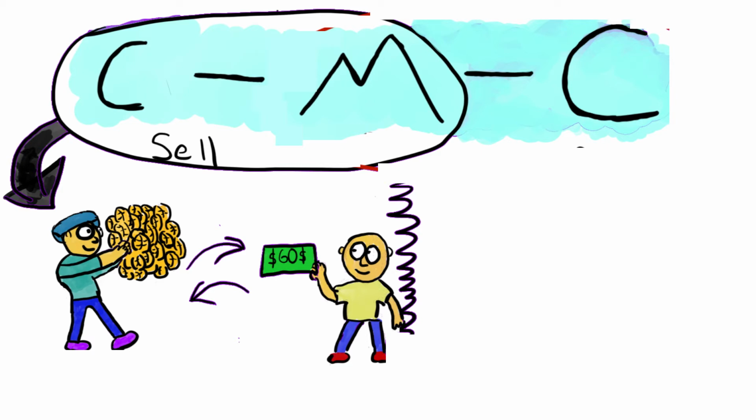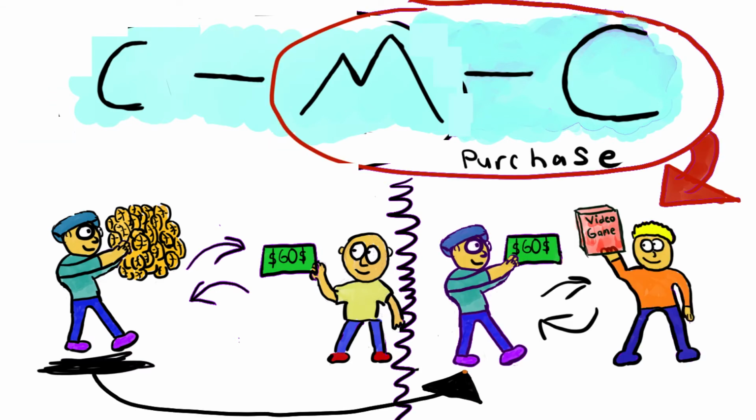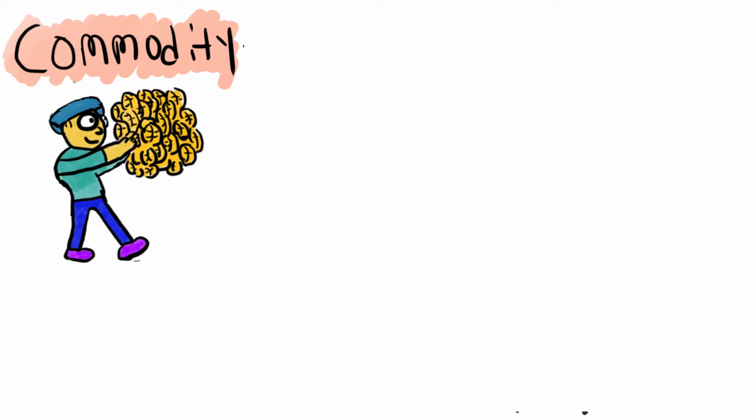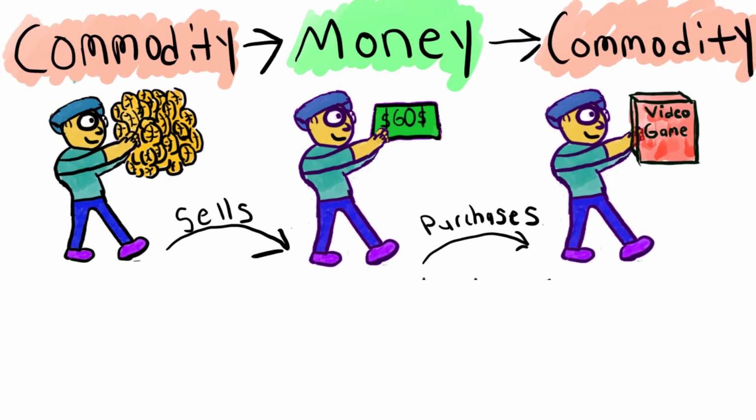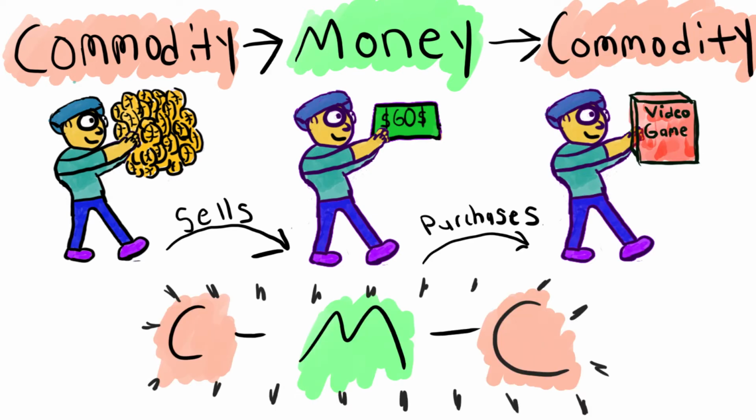Now he doesn't possess his original commodity, but he possesses $60. And now let's say that with his $60 he purchases or exchanges for a video game. This is the second part of CMC, the MC part, money for commodity. So he starts off with a commodity, sells it to obtain $60, and with those $60 makes a purchase to obtain the video game, so CMC. The starting point and the end point of this form is commodity. He used to possess 20 loaves of bread, and now he has a video game.